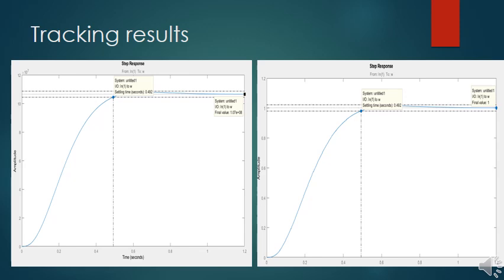This goes to show that when we're not using the scaling constant, we will never quite reach our final value that we're looking for if we have a steady state error. And if we use a scaling constant with a correct value, we will reach our final value in less time, and our steady state error will be reduced to 0.